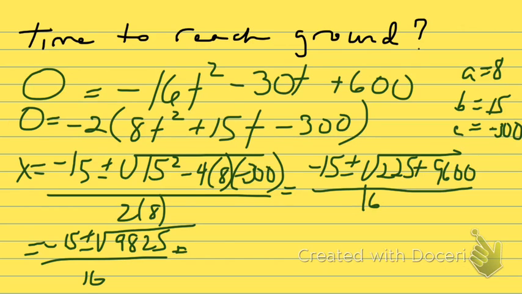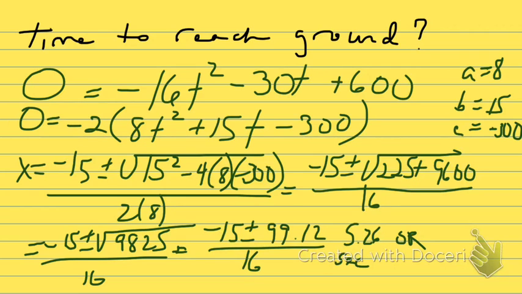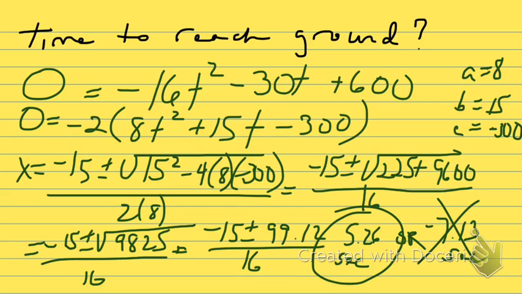This is approximately negative 15 plus or minus 99 and a little, all divided by 16. When we simplify this, we end up with two answers, only one of which is believable: 5.26 seconds or negative 7.13 seconds. We're going to throw away negative time. So the time it takes to reach the ground is about 5.26 seconds.